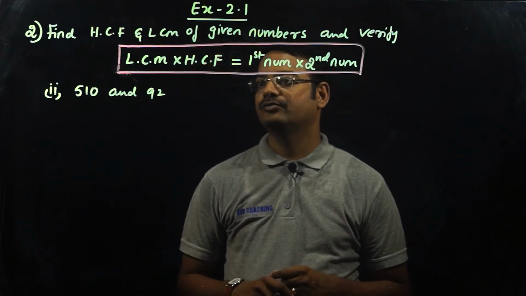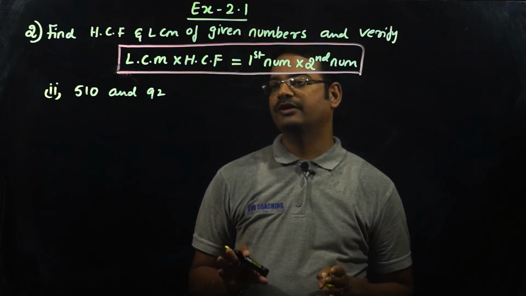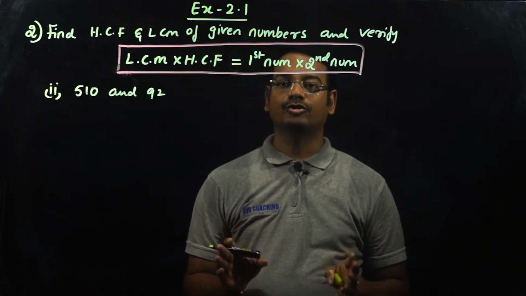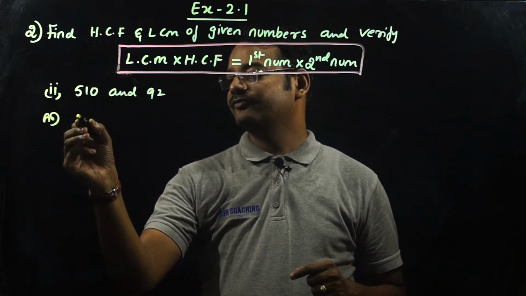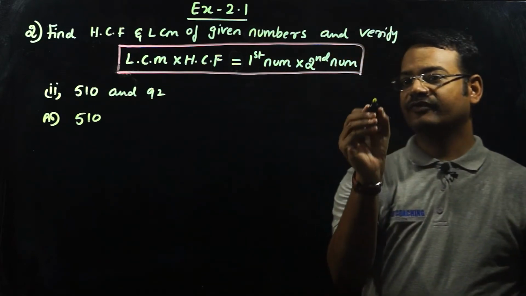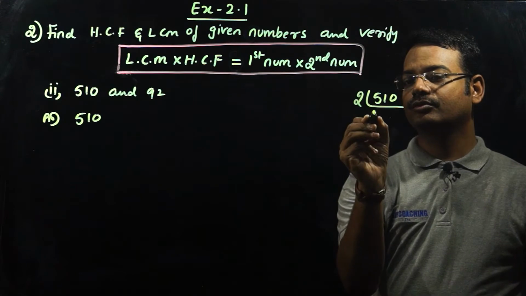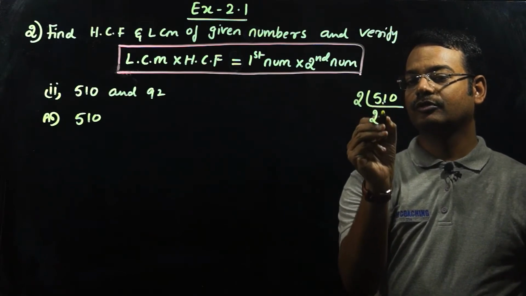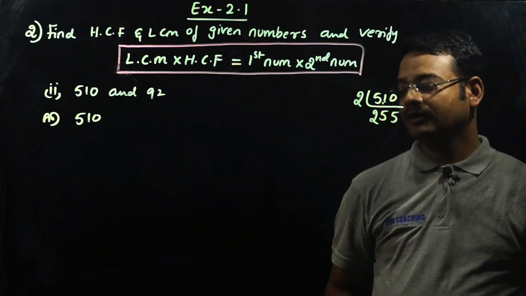510 and 92. Again here we have to find the LCM, HCF and also prove that LCM into HCF is equal to product of two numbers. So we'll find the prime factors of 510 first. So the prime factors of 510 are 2, 2 5s are 10, 2 5s are 10.